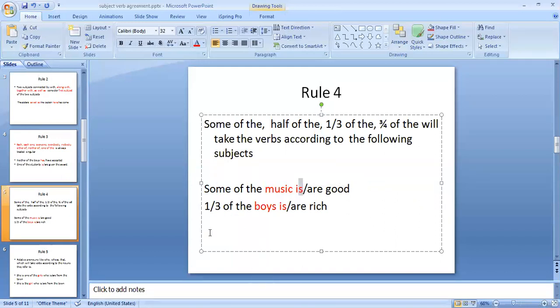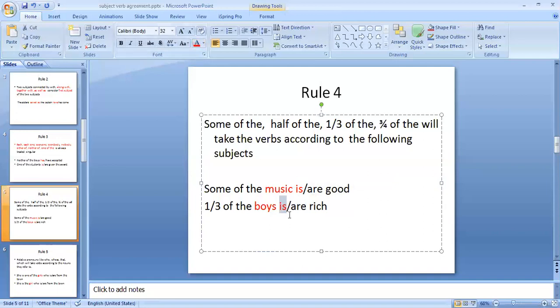Now look at the other sentence. One third of the boys. So one third of the boys is plural. So here the correct answer is are, not is.